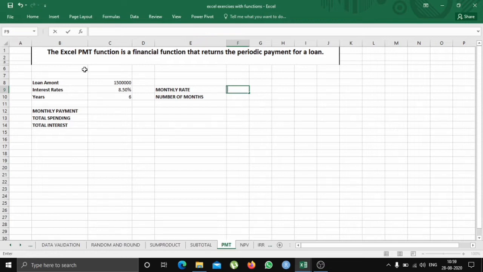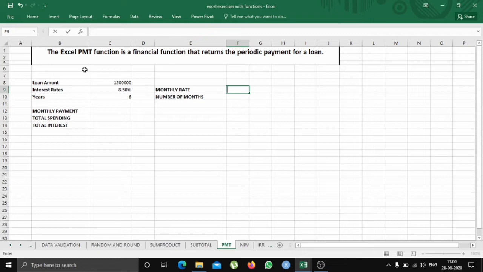In the previous video, we learned about Excel functions which are the OR function, AND function, VLOOKUP and HLOOKUP function. In today's video, we learn about time value of money functions. There are totally four functions which are the PMT payment function, NPV net present value function, IRR internal rate of return, and also PV, that is the present value function.